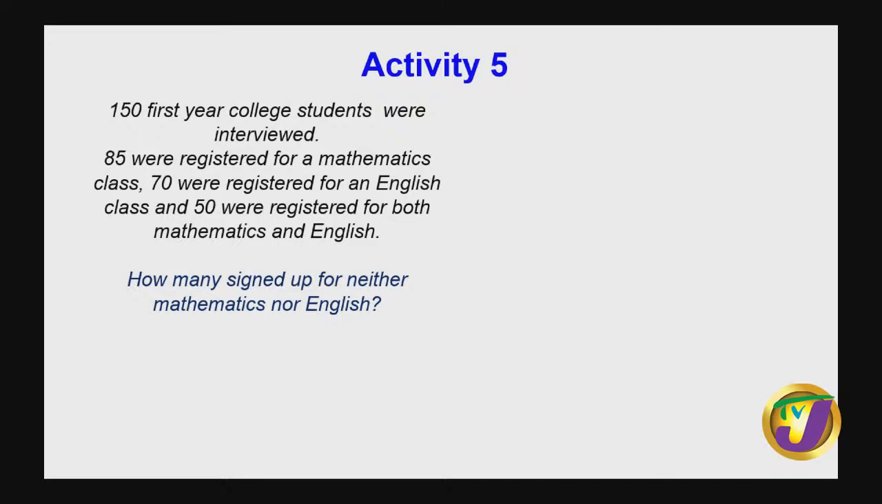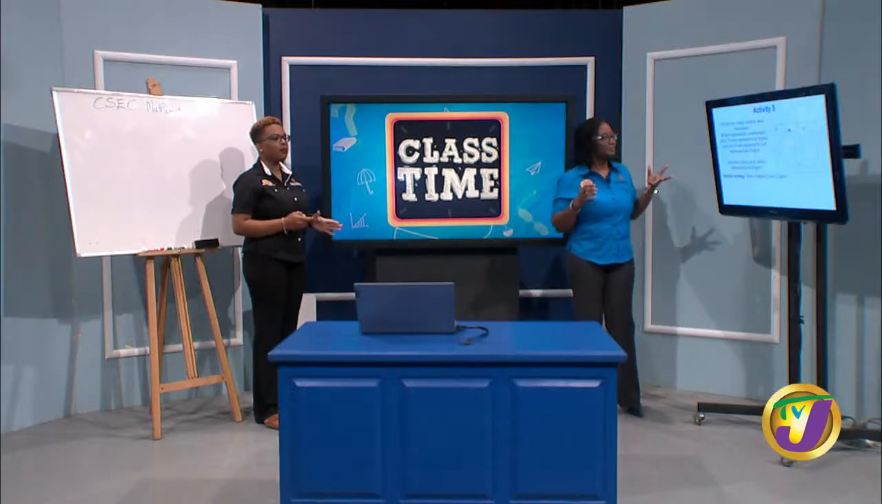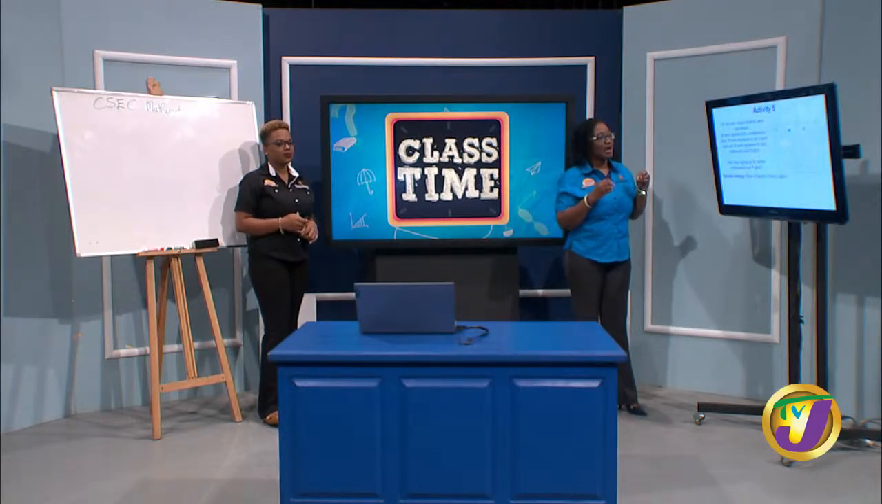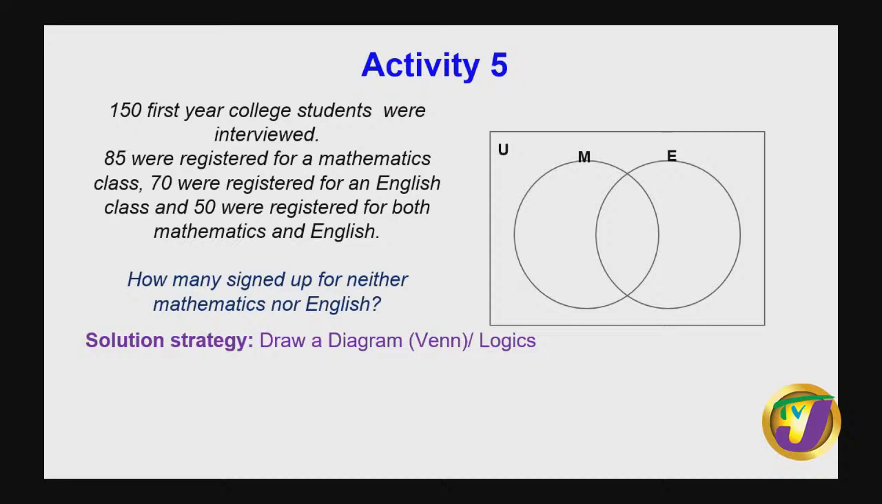You're going to call Uncle Venn? Calling Uncle Venn, because we're going to be doing a Venn diagram. Not a problem. Now, I know that for this Venn diagram I need to have overlapping circles. How do I know that? 50 students were registered for both mathematics and English. We're kind of working backward here, because we're working from the last piece of information. So let's start with our 50 students in the intersection of our Venn diagram.